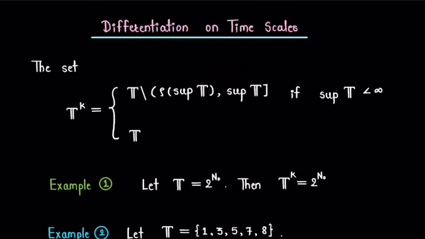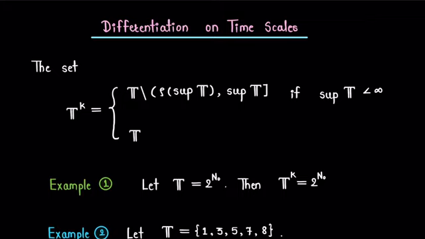In this video we are going to see the concept of differentiation on time scales. Before seeing the actual definition of the derivative of a function in a time scale, firstly we will see the concept of T to the power kappa, where T is the given time scale, and we are going to use this concept of T to the power kappa to define the derivative of a function in a time scale.